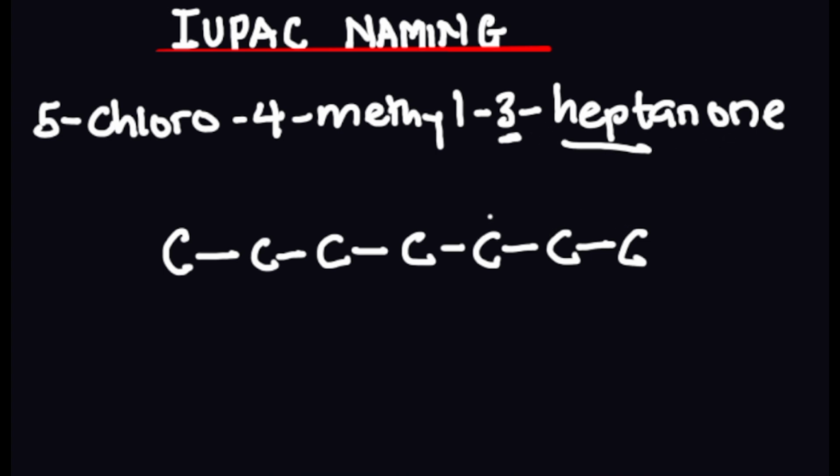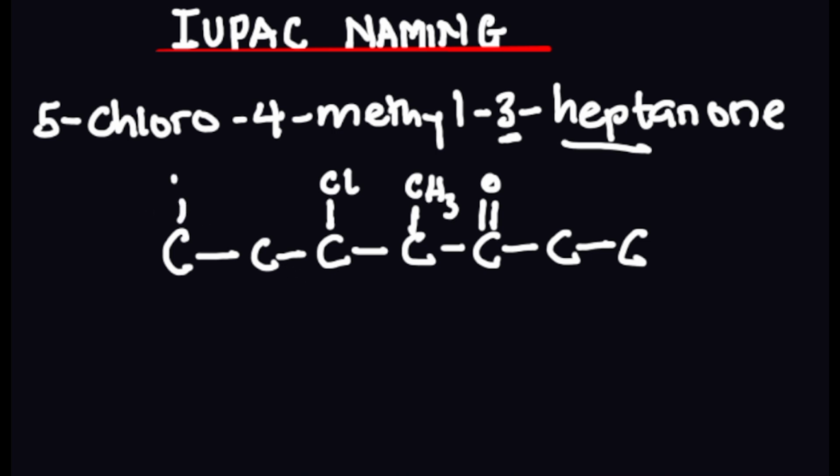1, 2, 3. So we're going to have a double bond O here, which is a carbonyl compound. That represents 3-heptanone. On position 4, we're going to have a methyl group, CH3 here. And on position 5, we're going to have a chlorine group, Cl here. So this is basically 5-chloro-4-methyl 3-heptanone.